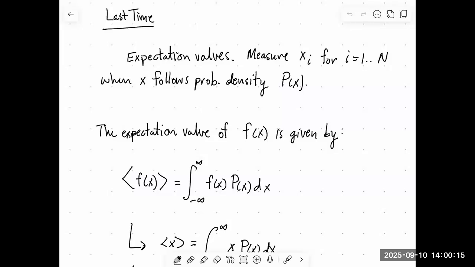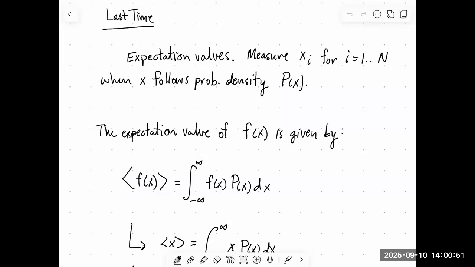So what I want to do is just do an example of some of the things we were talking about. We came up with these methods for calculating expectation values for functions of x, where x was going to be governed by some kind of probability density p of x. The procedure is to take your function of x, multiply it by that probability density, and then integrate over all the possible values of x.